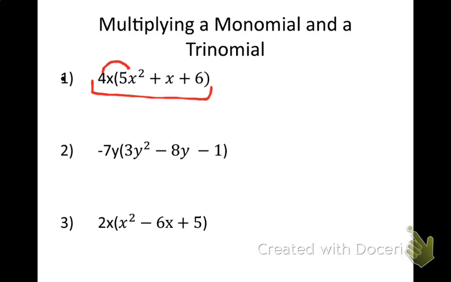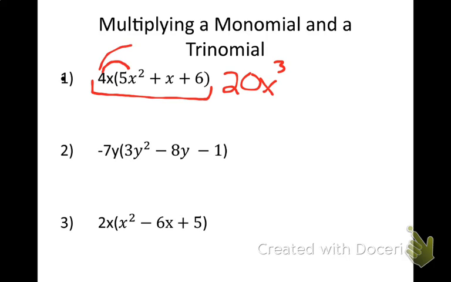I'm just opening it up, so you have to give me some. 4 times 5 is what? 4 times 5. 20. X times x squared is x to the third. So 4x times 5x squared is 20x to the third.